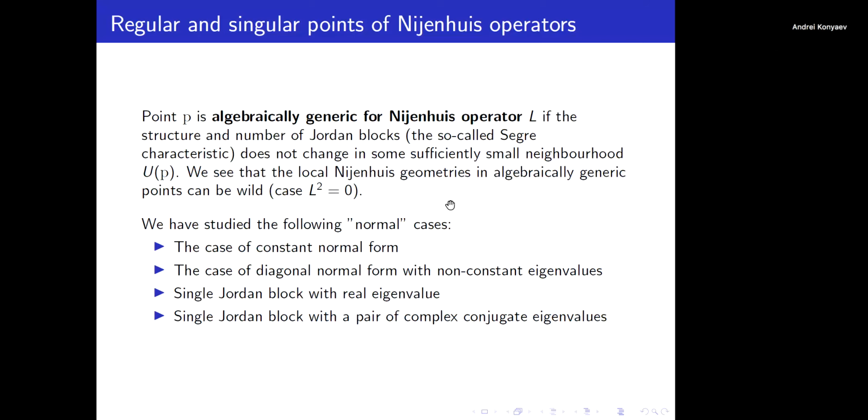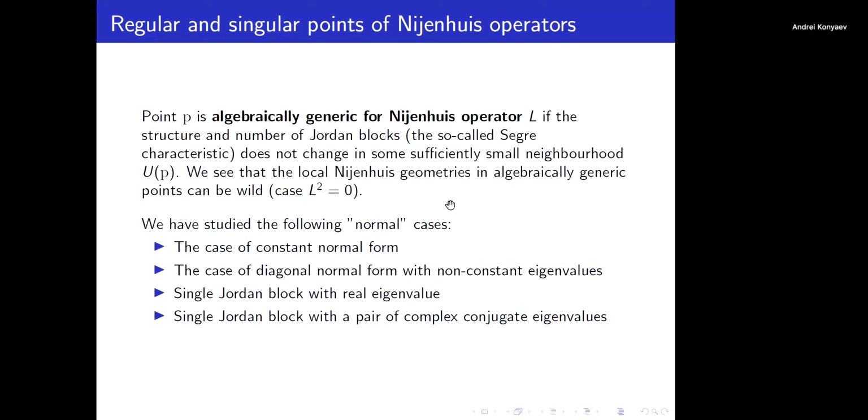What does it mean? It means that eigenvalues keep their multiplicity, right? And if you have some Jordan structure corresponding to a particular eigenvalue, then at each point, the number and sizes of Jordan blocks do not change. Altogether, this information is sometimes called the Segre characteristic. It is a term from linear algebra. You will meet it if you start reading articles on this geometry.